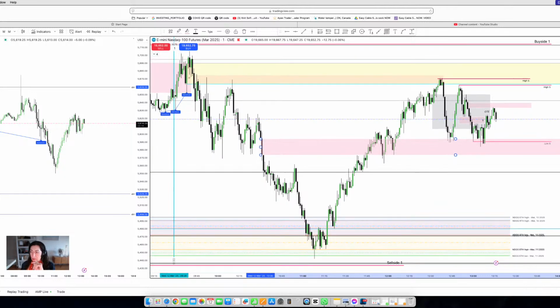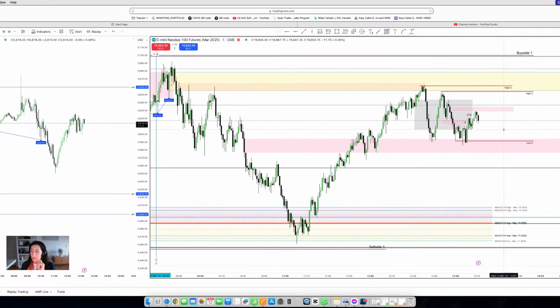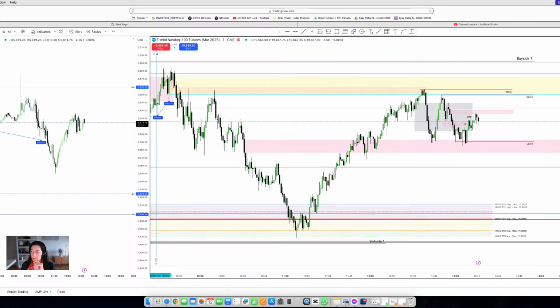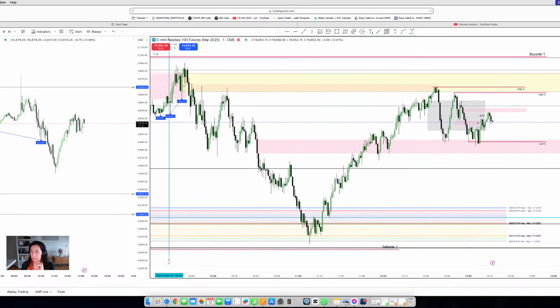5-minute low. Price would need to break below this for me to be satisfied with a 5-minute break of structure to the downside. And I would need to see this 5-minute high broken to the upside for a break of structure to the upside. So long as we're between this high and this low, I'm really not interested in anything.